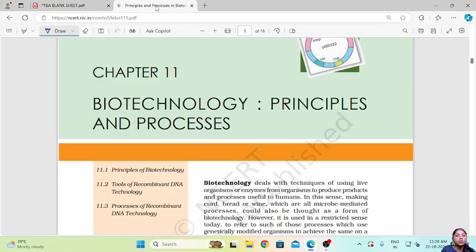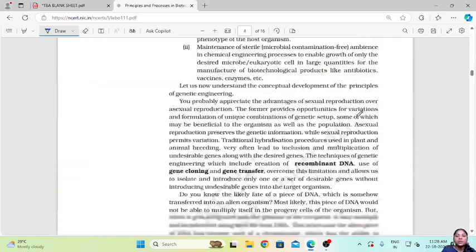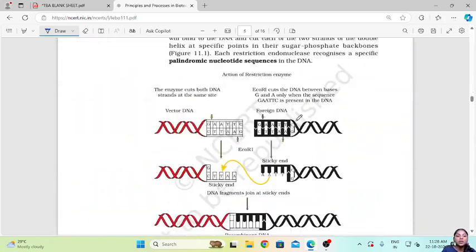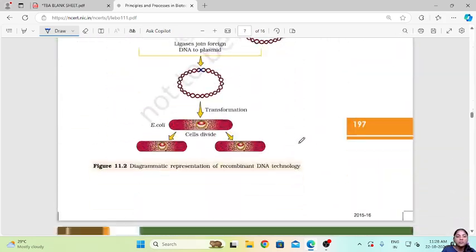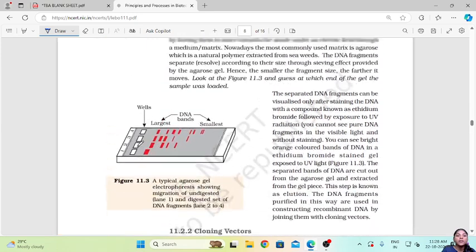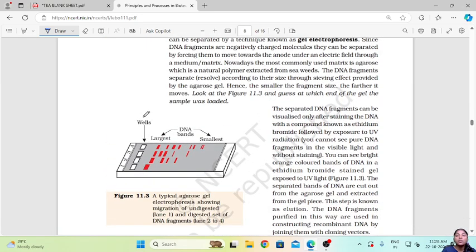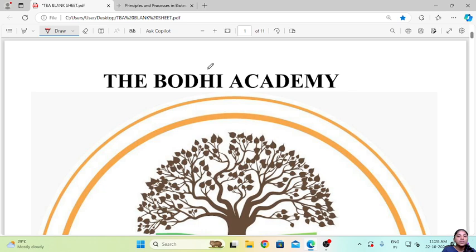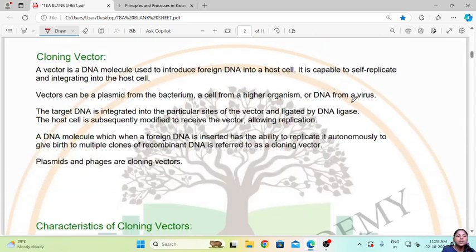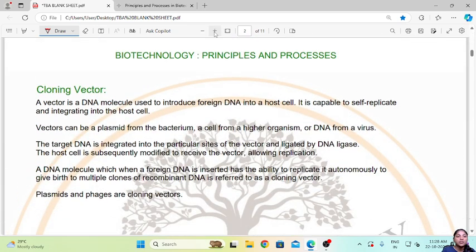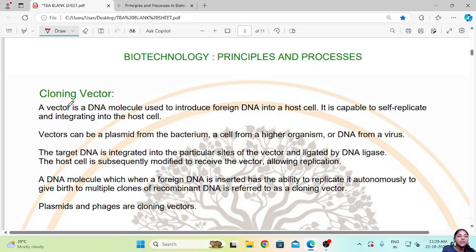In today's video, we are going to continue with 12th Standard Chapter 11, Biotechnology: Principles and Processes. In the last class, we had learned about the gel electrophoresis process, which is used to separate the different strands of DNA. Today we will learn about the cloning vectors. So, let us begin. First of all, what are cloning vectors, or what is a vector?